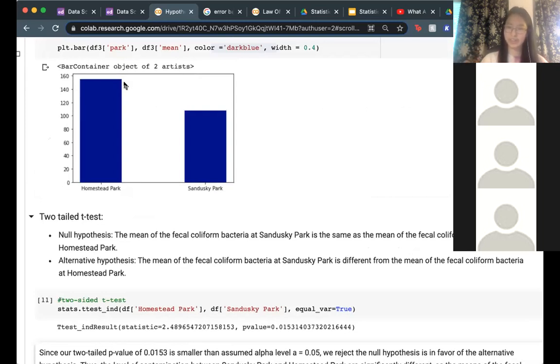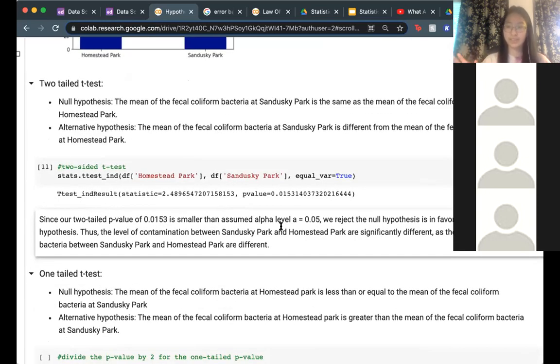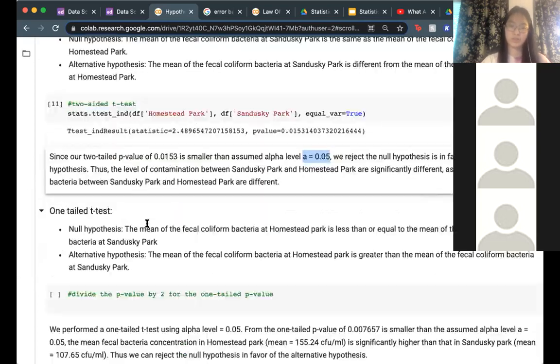Significantly is a big buzzword. I know in English, we throw it out a lot. It's a big buzzword in statistics, and you have to be careful when you're using it. And here you can say, yeah, it's significantly different because we can reject the null because of this alpha level. So these means of the park bacteria, they're different. That's your two-tailed test. Once again, you can do this for the one-tailed test too.